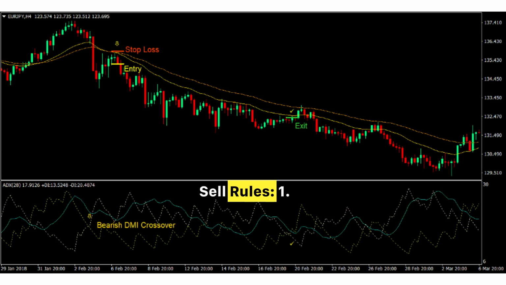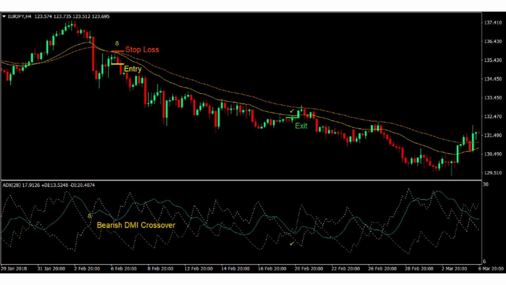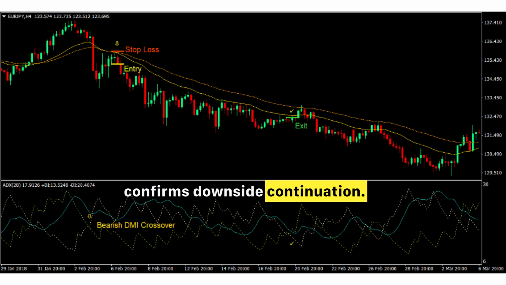Sell rules. 1. Price closes below the DMMA. Trend is bearish. 2. Price retraces up toward the DMMA but stays below it. 3. A new bearish candle forms after the retracement. That's your entry. 4. Enter short when price confirms downside continuation.